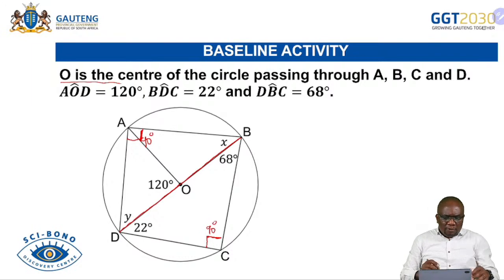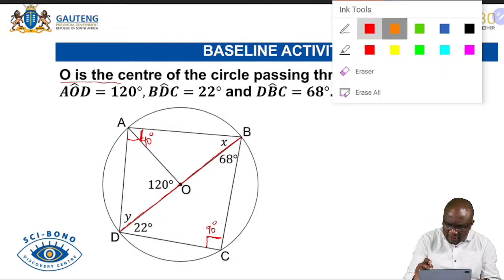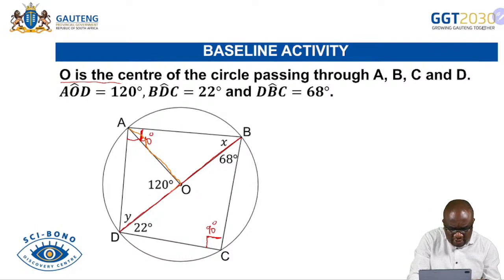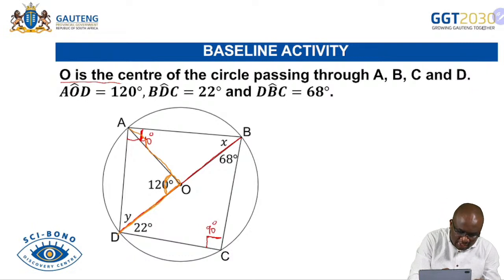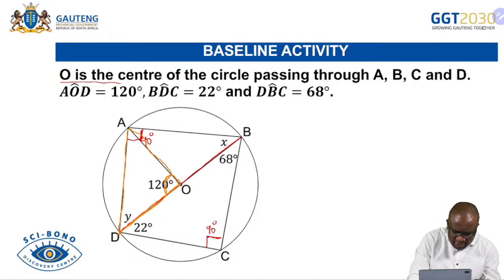Right, now look at this part. This angle is subtended by what at the center of the circle? By which chord at the center of the circle? Chord AD. Do you see that? Does this chord AD subtend an angle at the circumference? Yes. It subtends an angle at the circumference.